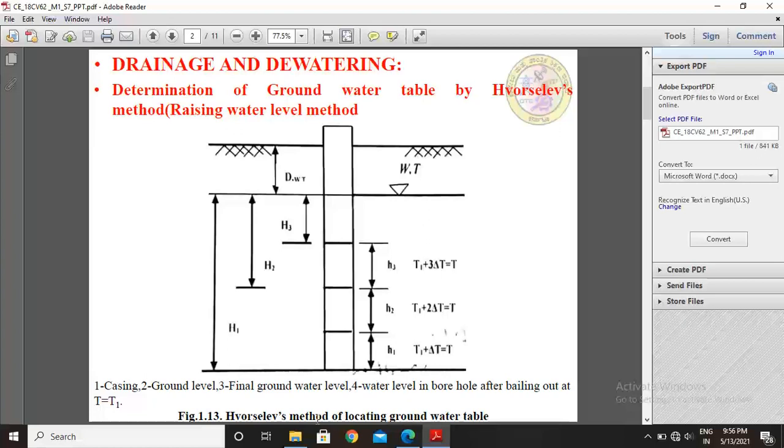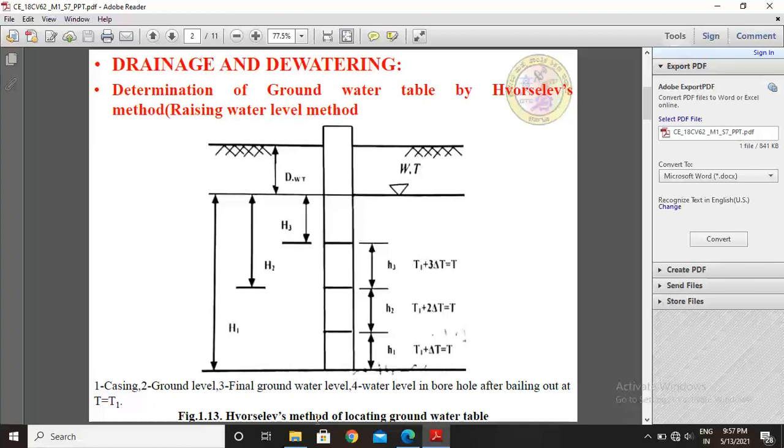For determination of the water level in silty soils, this method gives the following process in detail. By Hvorslev, the water is bailed out from the borehole to a level below the expected groundwater table. The rise of water level in the borehole is noted at different time intervals as shown in the figure above. The figure shows the rise in water level at time t equal to t1, t equal to t2 and t equal to t3.